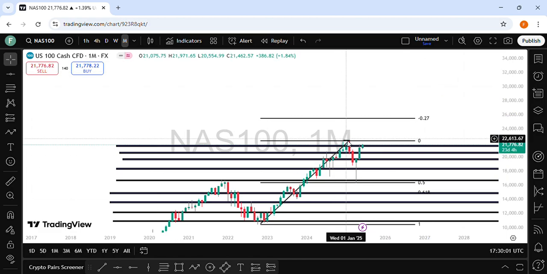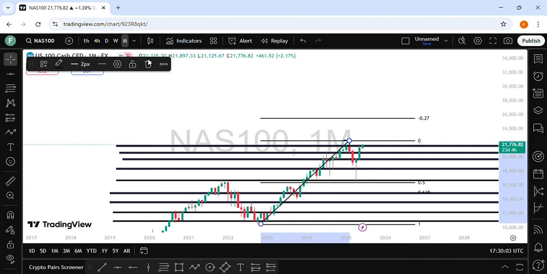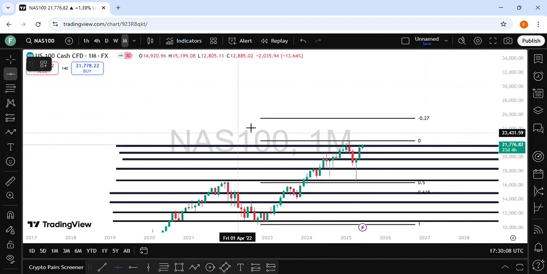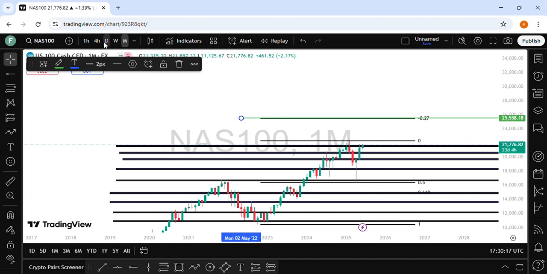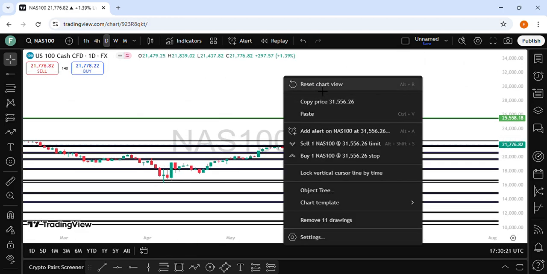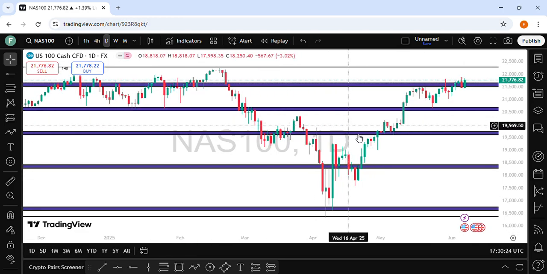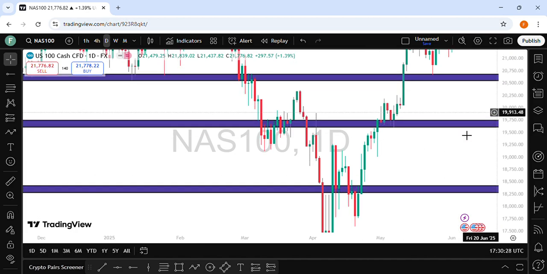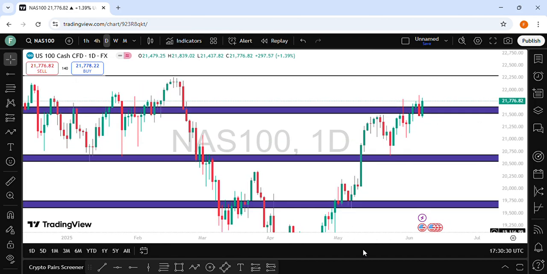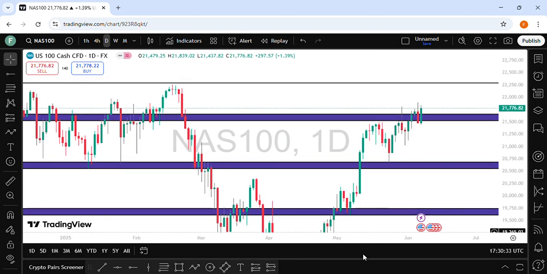So let's go down to the daily time frame. So my next target should be around here. So my next target should be on NAS100 here. So now let's go to the daily time frame and check if there's anything we are missing. I think there's not.